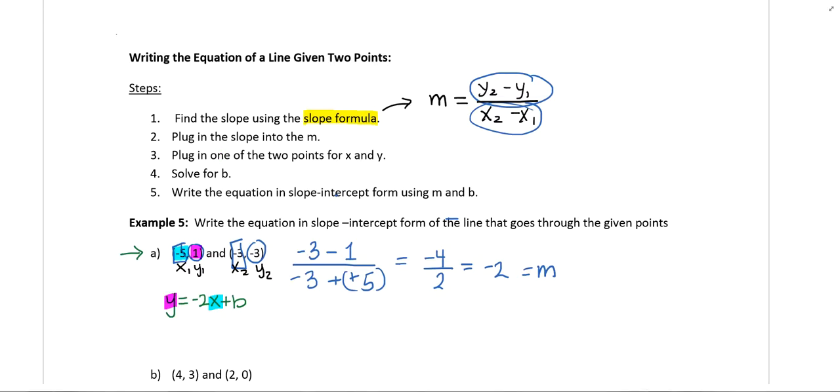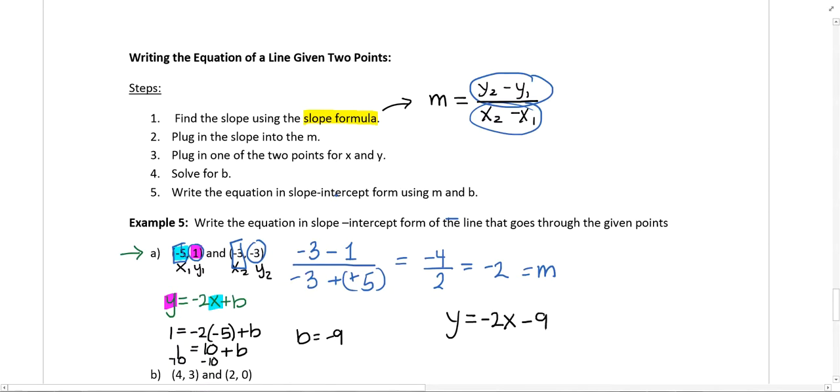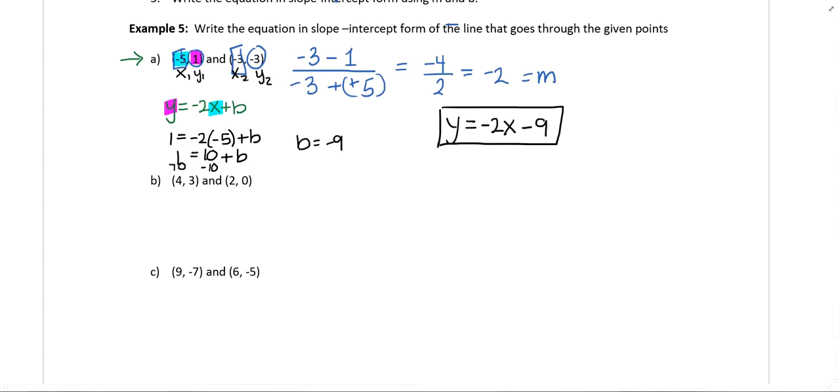And just like before, I'm going to find b this way. So 1 equals -2 times -5 plus our unknown b. -2 times -5 is 10. 10 plus b is equal to 1. Subtract 10 from both sides. I get that b is equal to -9. So my answer is y equals, and then plug in m times x plus b. All right, why don't you pause and give the problem B a try?